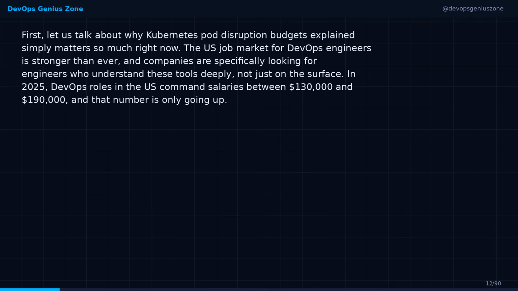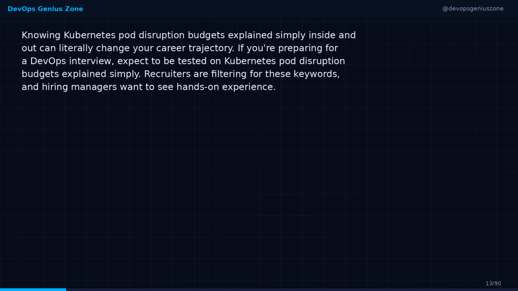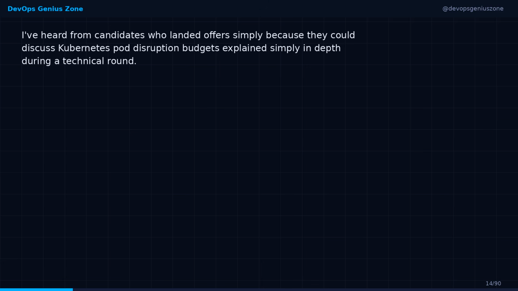If you're preparing for a DevOps interview, expect to be tested on Kubernetes Pod Disruption Budgets explained simply. Recruiters are filtering for these keywords, and hiring managers want to see hands-on experience. I've heard from candidates who landed offers simply because they could discuss Kubernetes Pod Disruption Budgets explained simply in depth during a technical round. It's not just about passing an interview, either. Once you're in the role, Kubernetes Pod Disruption Budgets explained simply is one of those areas where depth of understanding directly shows up in your day-to-day work.